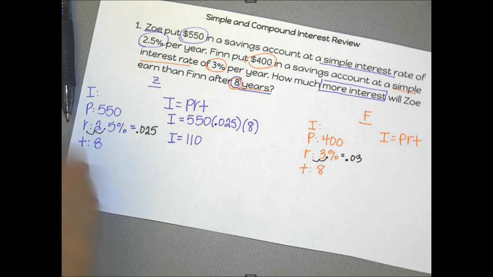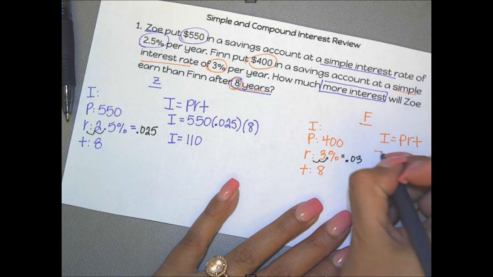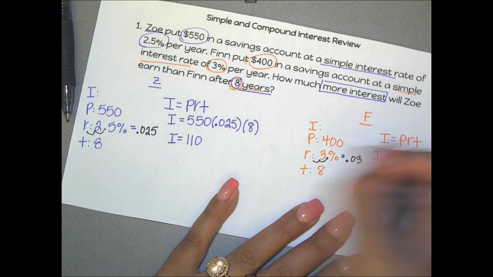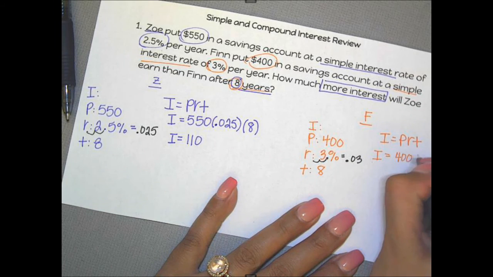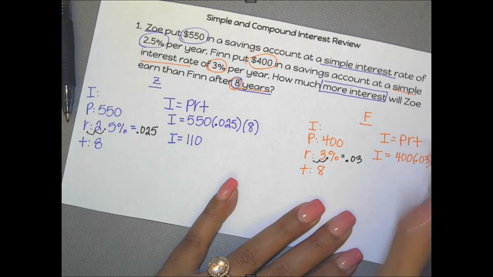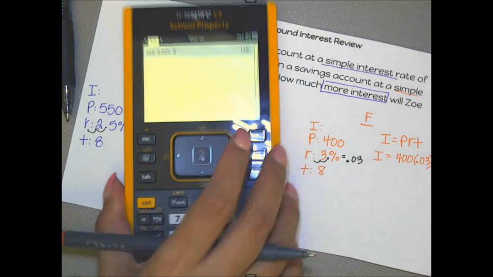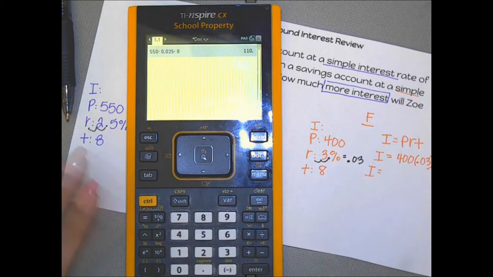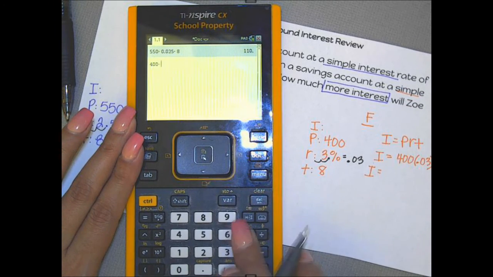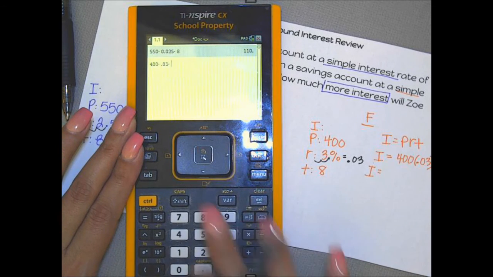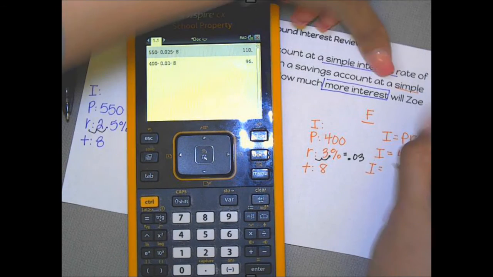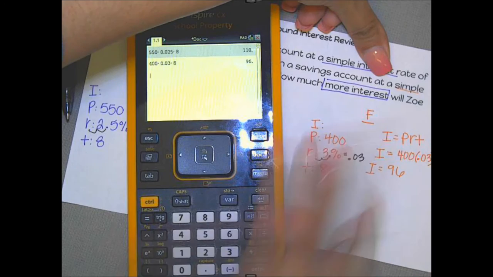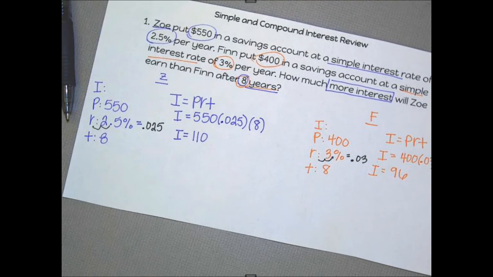Now I'm going to do Finn. So I equals, principal was 400, rate is 0.03, and time is 8. So now I can grab my calculator and type in Finn's information. 400 times 0.03 times 8. And for Finn, he's going to earn $96 in interest.